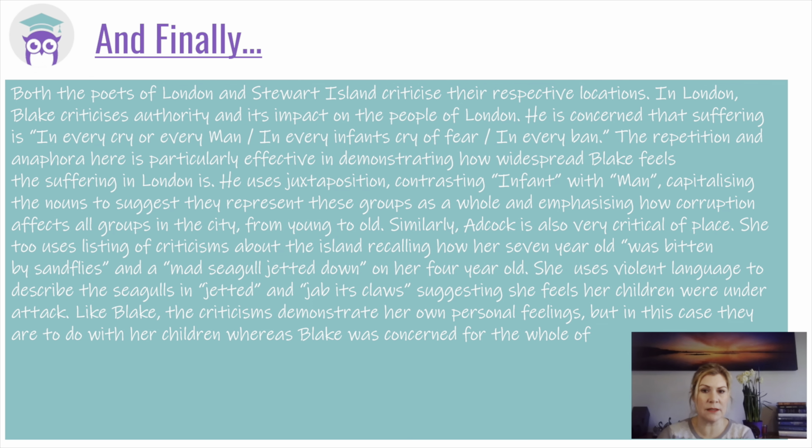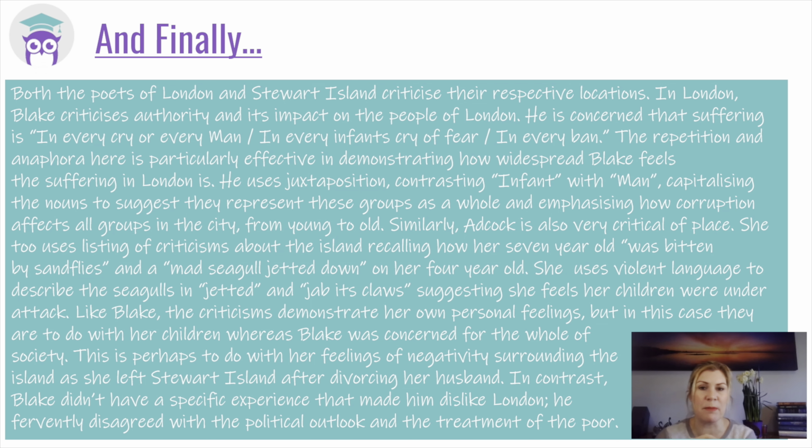Both the poets of London and Stewart Island criticise their respective locations. In London, Blake criticises authority and its impact on the people of London. He is concerned that suffering is in every cry of every man, in every infant's cry of fear, in every band. So note that I've just embedded that quote in. The repetition and anaphora here is particularly effective in demonstrating how widespread Blake feels the suffering in London is. He uses juxtaposition, contrasting infant and man, capitalising the nouns to suggest that they represent these groups as a whole, and emphasising how corruption affects all groups in the city, from young to old.